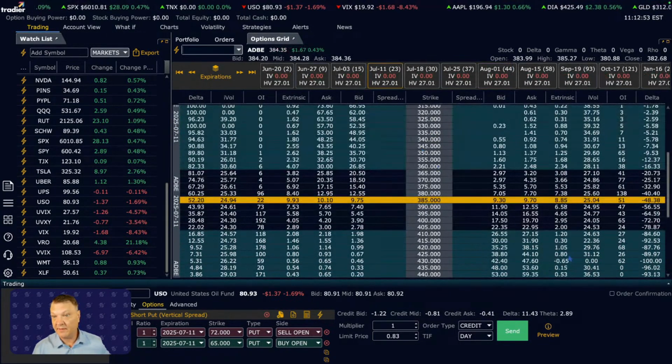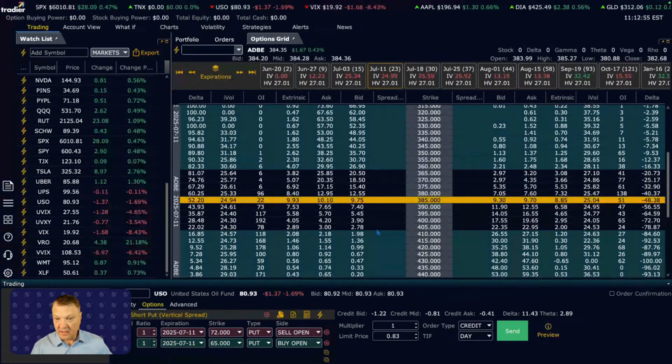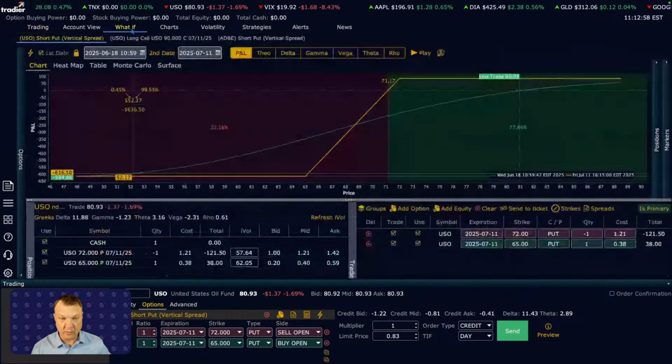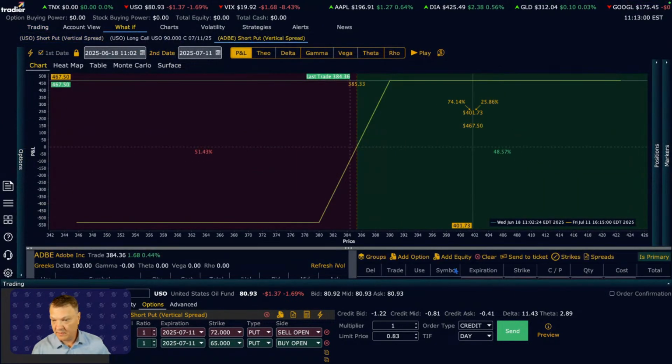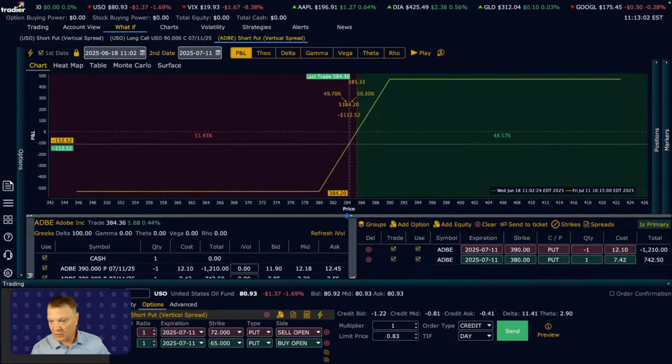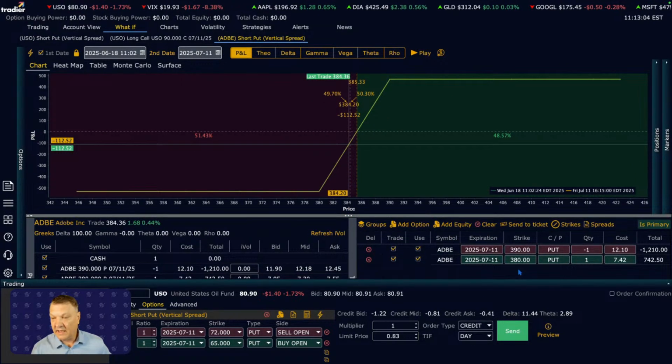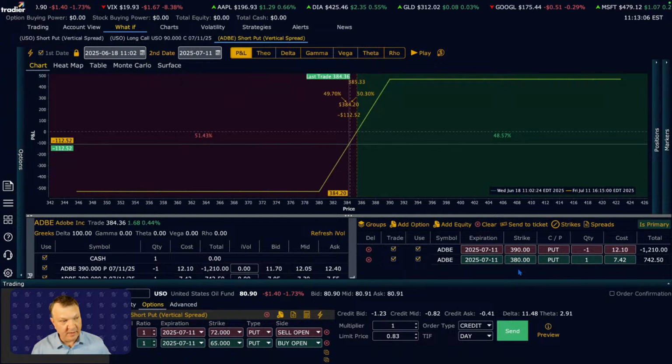That's our second trade that we have on. So in Adobe, let's run to the what if calculator. I have the trade set up here. We sold a short put spread, and our scenario was that Adobe announced earnings last week. Their earnings were solid. The company got beat up for it.